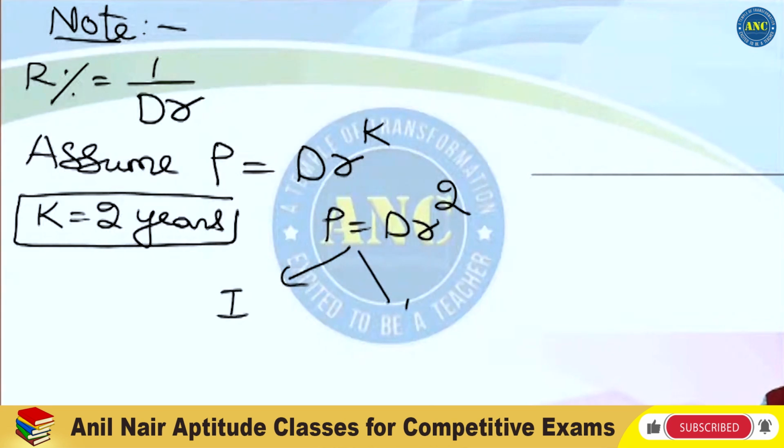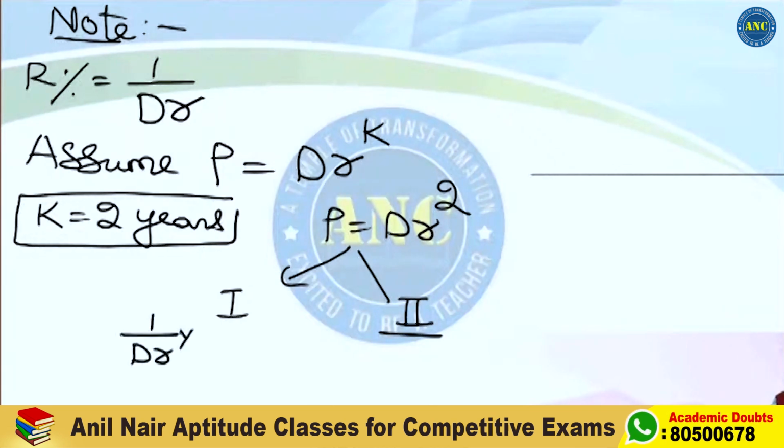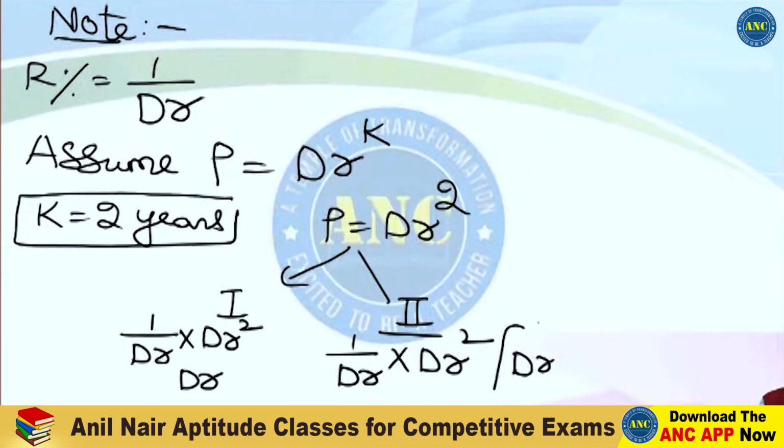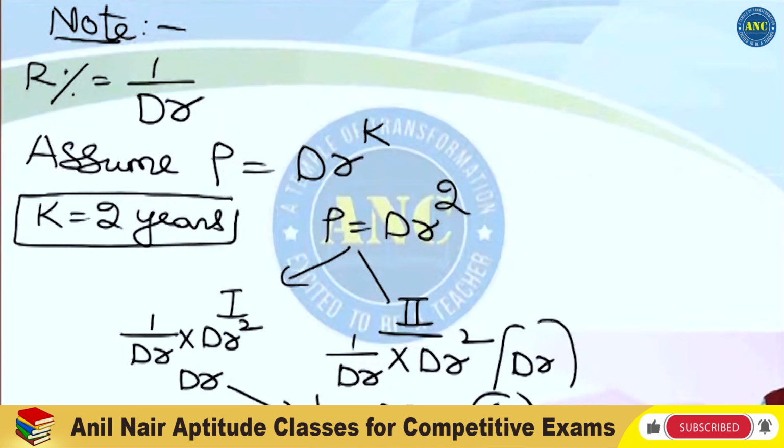First year and second year. So first year it is 1 by denominator into denominator square. Second year SI also 1 by denominator into denominator square. D is nothing but denominator. 1 by denominator into denominator, interest on interest, it is nothing but 1.